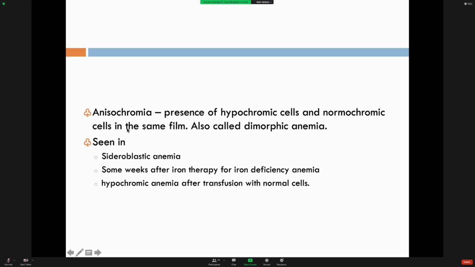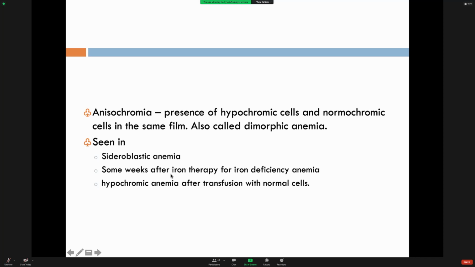We talked yesterday about anisocytosis, which is the same as anisochromia: presence of hypochromic cells and normochromic cells in the same film. Anisocytosis is from the size, and chromia is from the color. Anisochromia, presence of hypochromic cells with normochromic cells in the same film, is also called dimorphic anemia. We have two populations of cells seen in sideroblastic anemia.